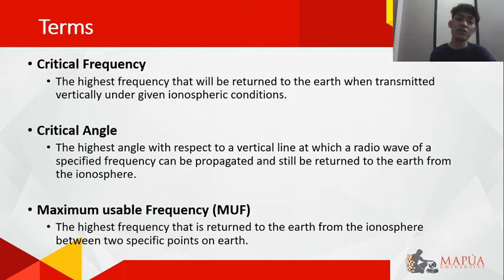So, terms and definitions. The critical frequency is the highest frequency that will be returned to the Earth when transmitted vertically under given ionospheric conditions. Second is the critical angle. It is the highest angle with respect to a vertical line at which a radio wave of a specified frequency can be propagated and still be returned to the Earth from the ionosphere. The third is the maximum usable frequency, or MUF. This is the highest frequency that is returned to the Earth from the ionosphere between two specific points on Earth.